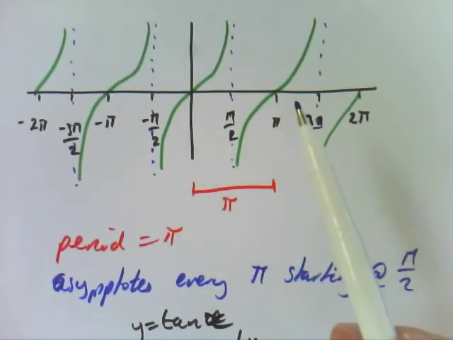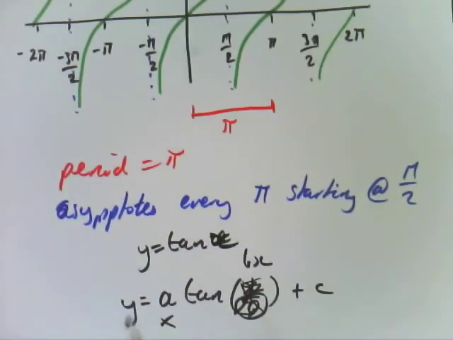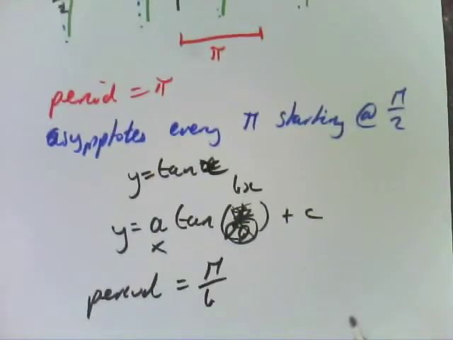What was the way to calculate the period in a sine or cos graph? 2 pi over B. This time it is just pi over B. All right. So period equals pi over B. Unlike the other ones. So it's separate.